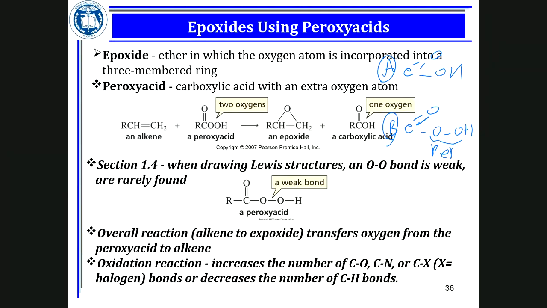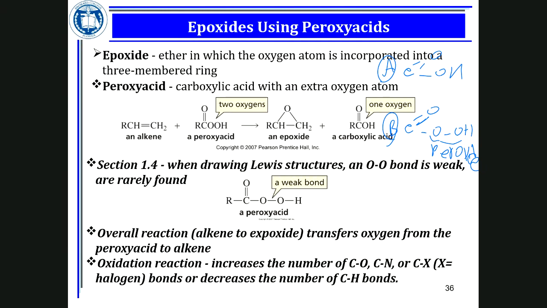Because you don't want it to get decomposed. It can decompose on its own. Over time, it will decompose even if you keep it in a dark place. So peroxides are not stable. Oxide is stable. Peroxy acid is not stable.